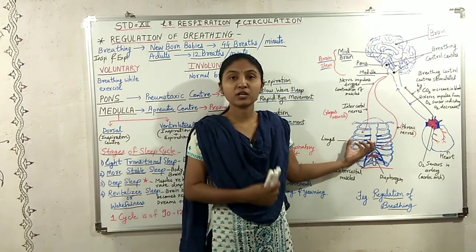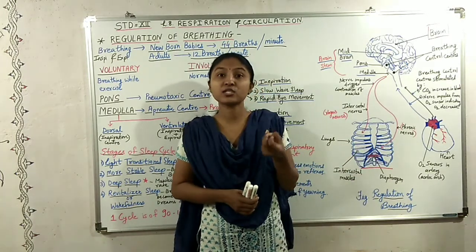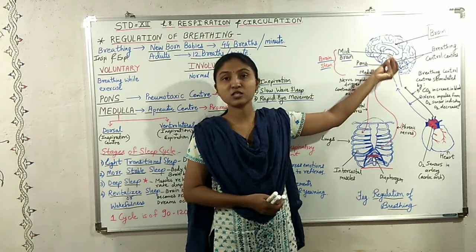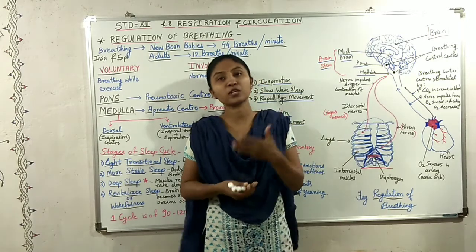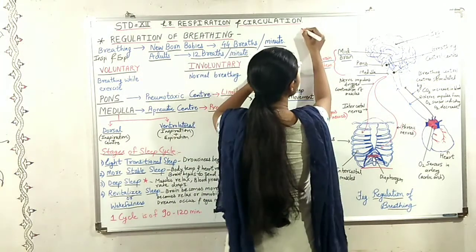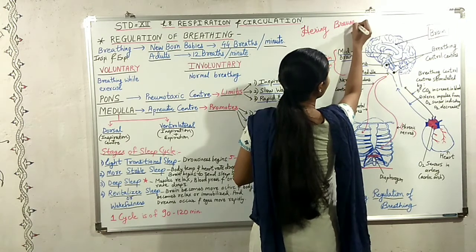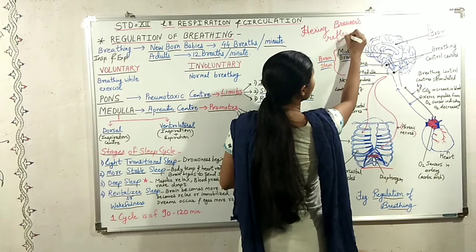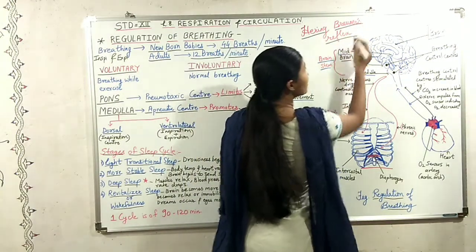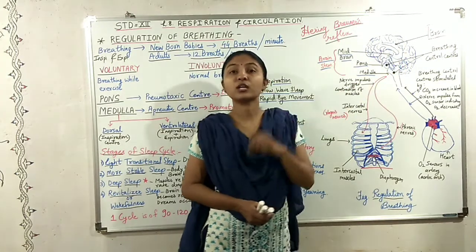In this way, as inspiration starts, the lungs expand, the ribs expand, and the intercostal muscles stretch. The stretch receptors again send a stimulus to the expiratory center, the inspiratory center stops sending stimulus to the lungs, and inspiration stops. This cycle continues, and this cycle of inspiration and expiration is called the Hering-Breuer reflex. So this is how the regulation of breathing is controlled by the brain.